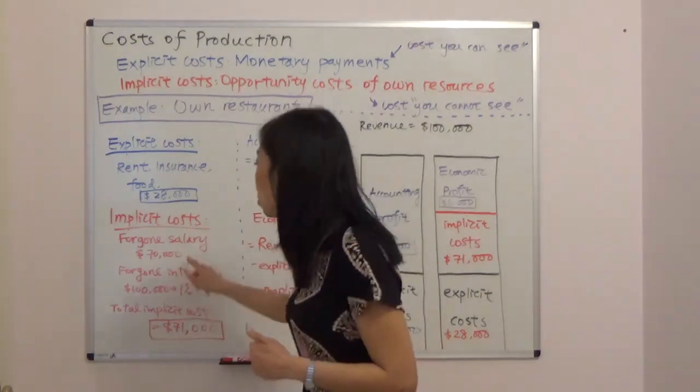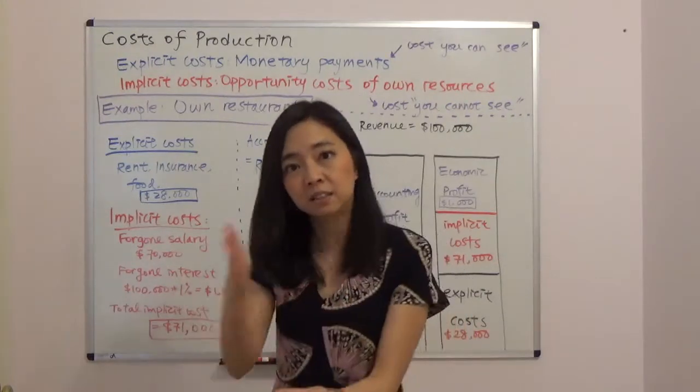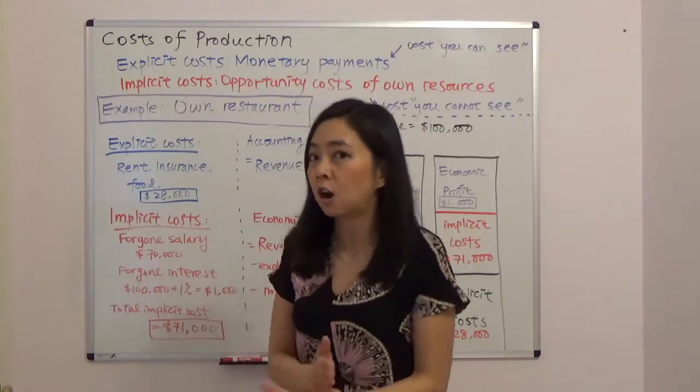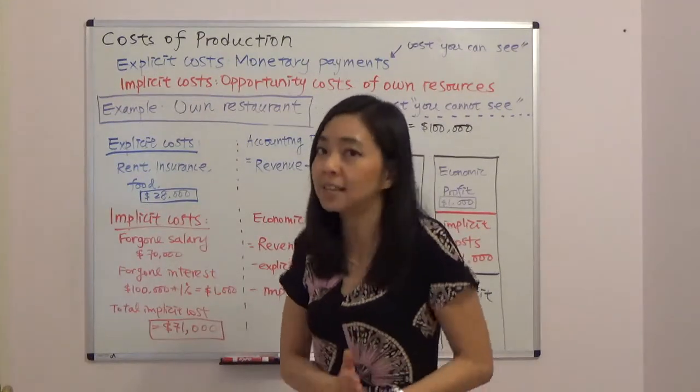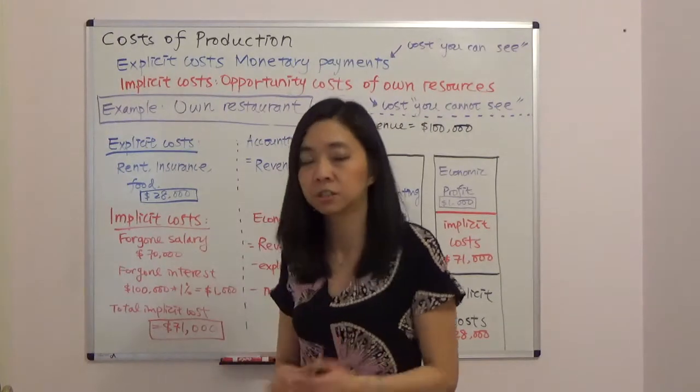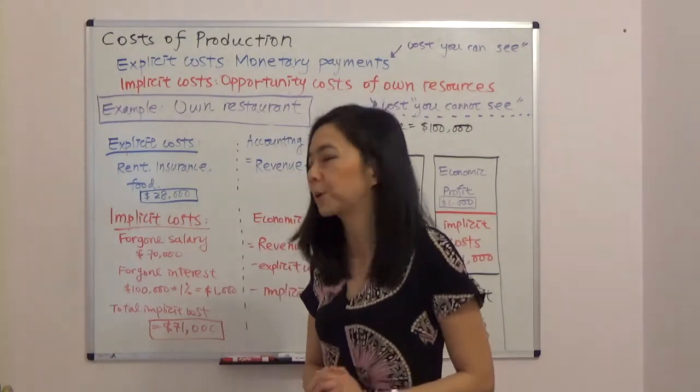You can see that you do not see $70,000 being deducted from your bank account. And you don't see your credit card being charged $70,000. You don't see that from your accounting book. So that will be your implicit cost because you don't see it from your accounting book.